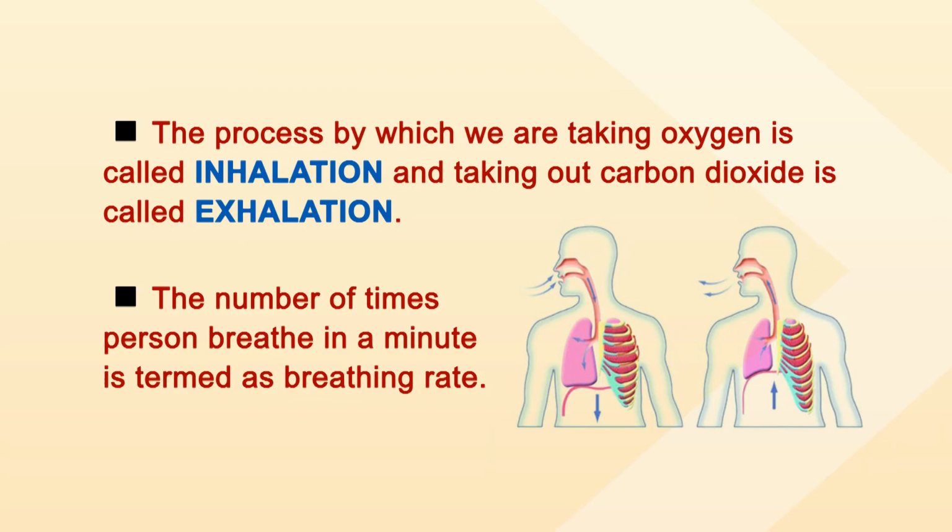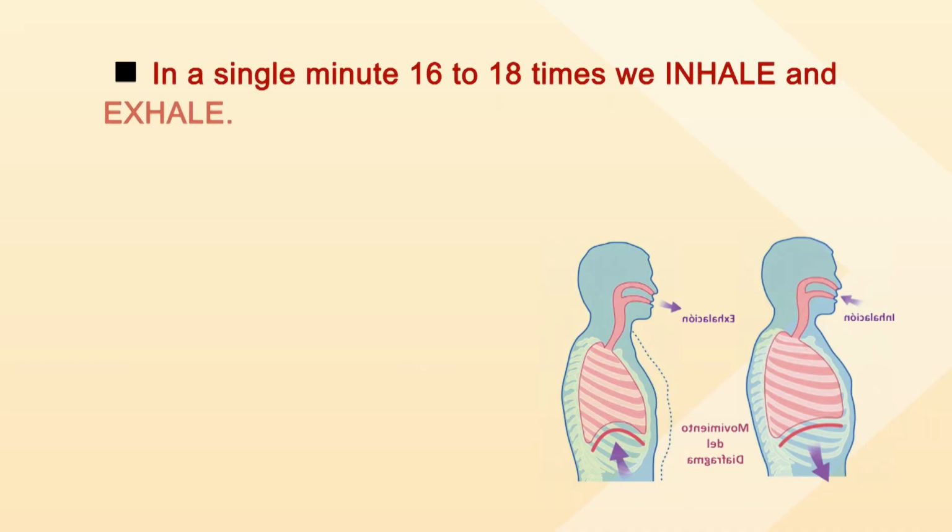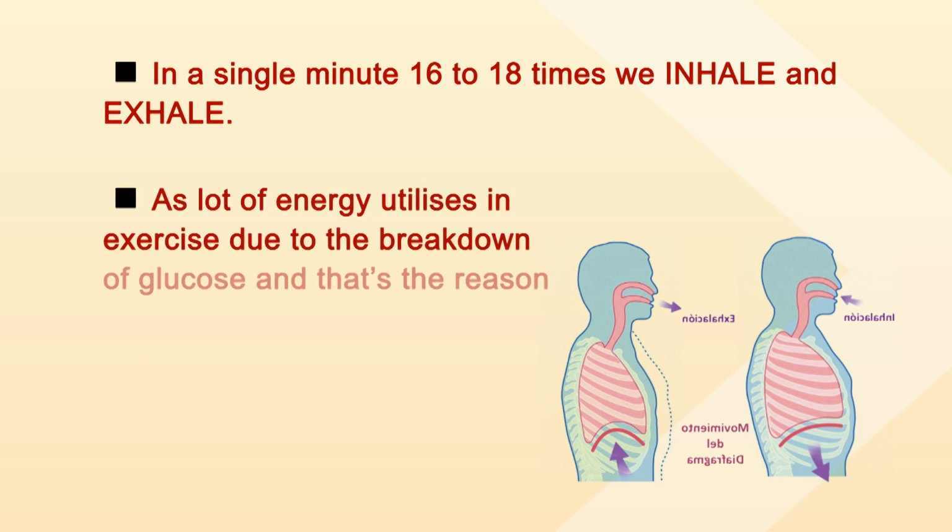It is a continuous process. The number of times a person breathes in a minute is termed as breathing rate. In one breath, one inhalation and one exhalation take place. Students, you can find out your breathing rate by asking your friend to note down the number of exhalations and inhalations in 1 minute. Breathing rate differs from person to person. In a single minute, 16 to 18 times we inhale and exhale.